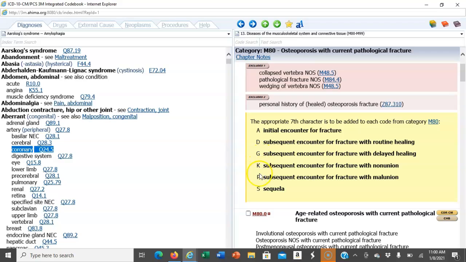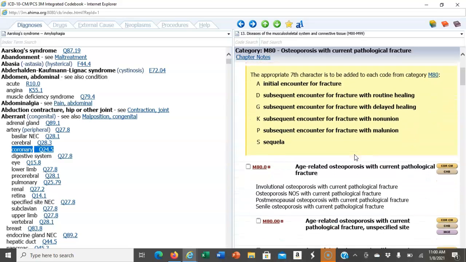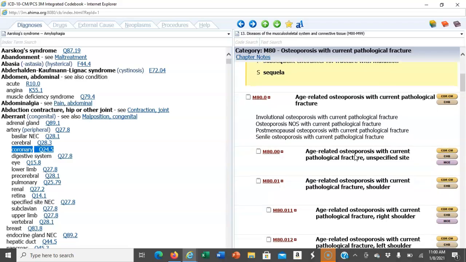Now, we also have codes that indicate that the patient is not having routine healing. Let's say the patient is having delayed healing. That'll be documented. There is a non-union of a fracture. That will be documented. A malunion of a fracture will also be documented. And then if it's a sequela, meaning a late effect of that fracture, we would be using the 7th character of S. So let's just look through these codes in this category.